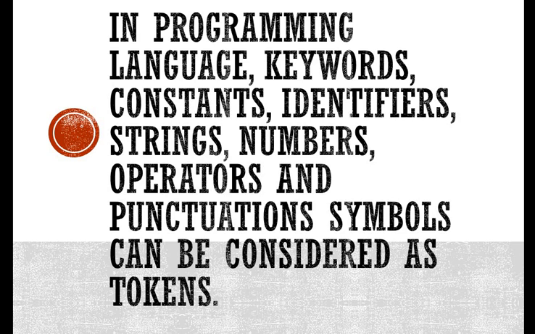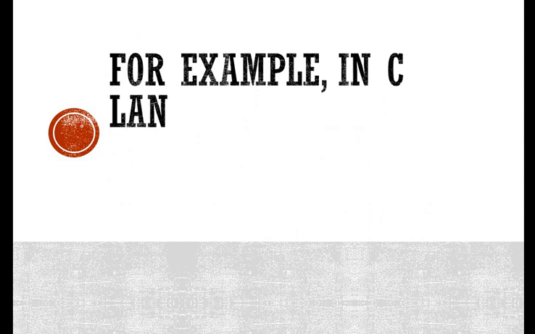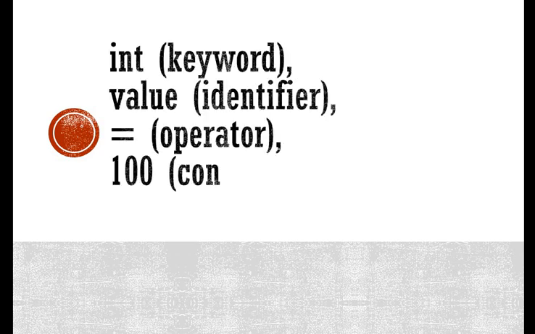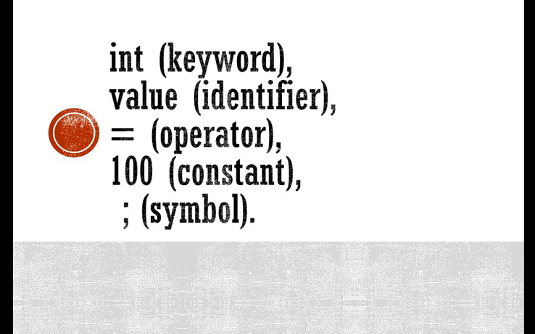For example, in C language, the variable declaration line, let's say ये हमने variable declare किया, int value is equals to 100. This is a variable declaration. Value is the name, and its actual value is 100, and int is its type. So what we are going to do, first of all, when the lexical analyzer will start, it will see int is a keyword, then it will see value is identifier, equal sign is operator, 100 is a constant, and then this semicolon is a symbol.